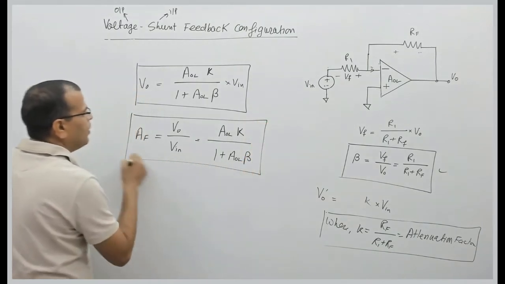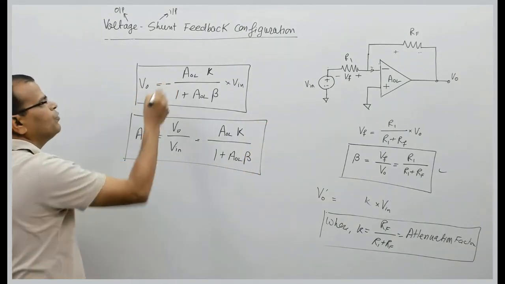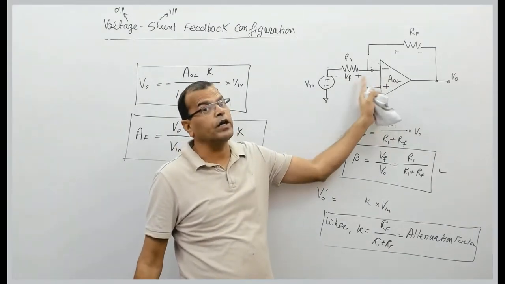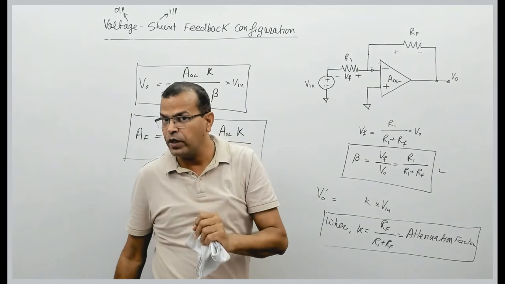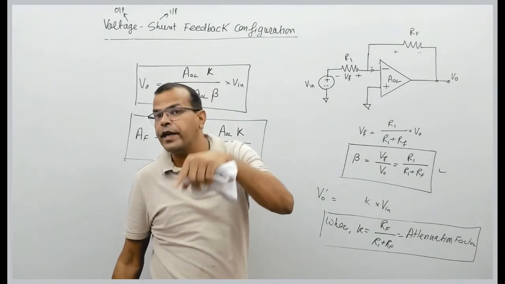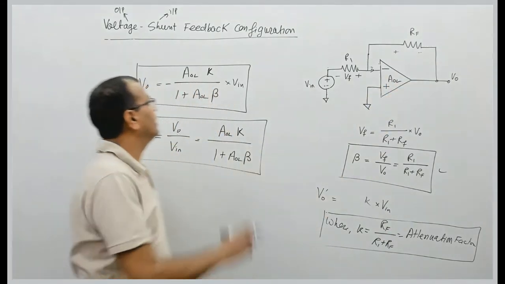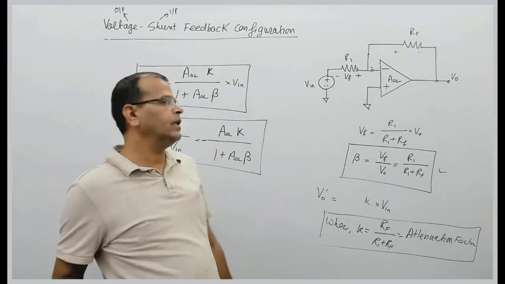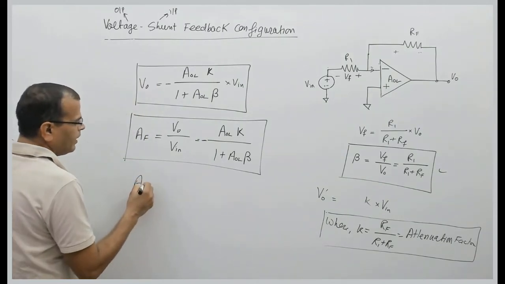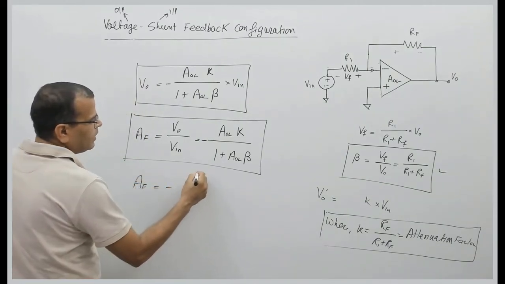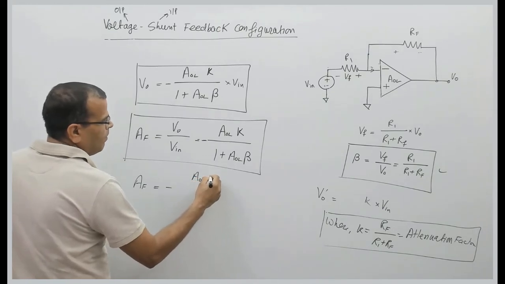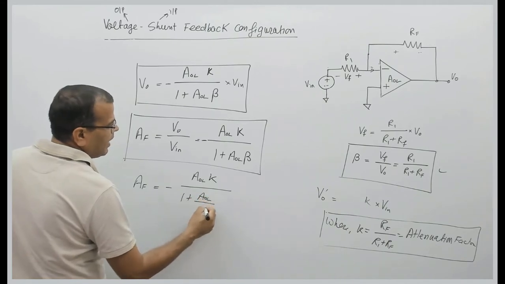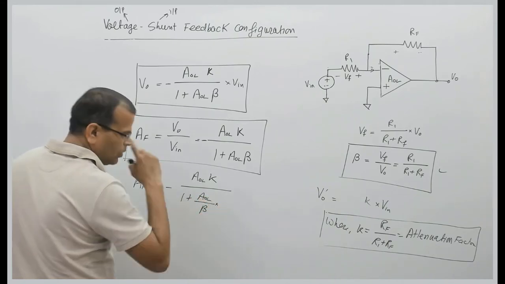This is important, but remember the output voltage of this must be negative. Why negative? Because the input is being applied at the inverting terminal. When input is applied at the inverting terminal with the non-inverting terminal connected to ground, the output voltage is negative. So this has to be negative. So the gain of an inverting amplifier is negative. So you can rewrite this like this: minus AOL into K divided by 1 plus AOL into beta.